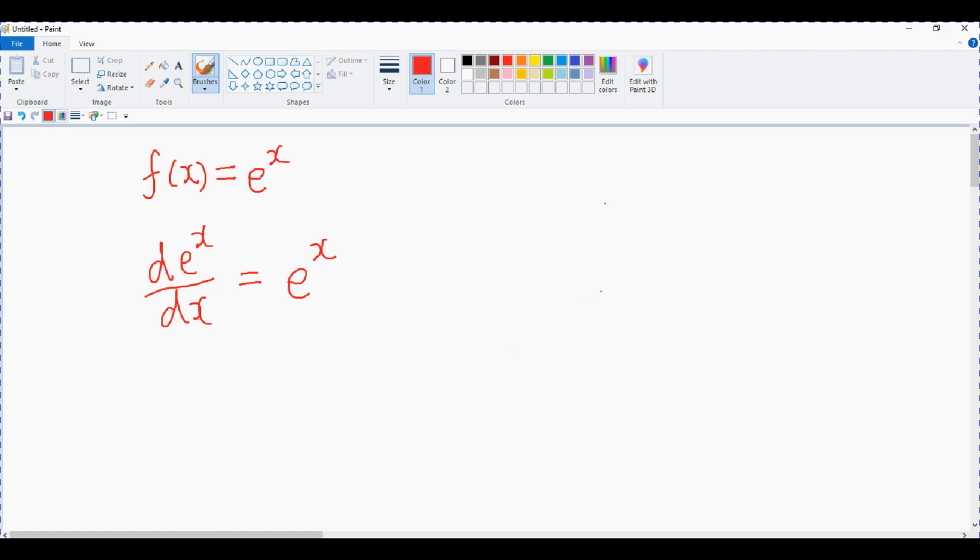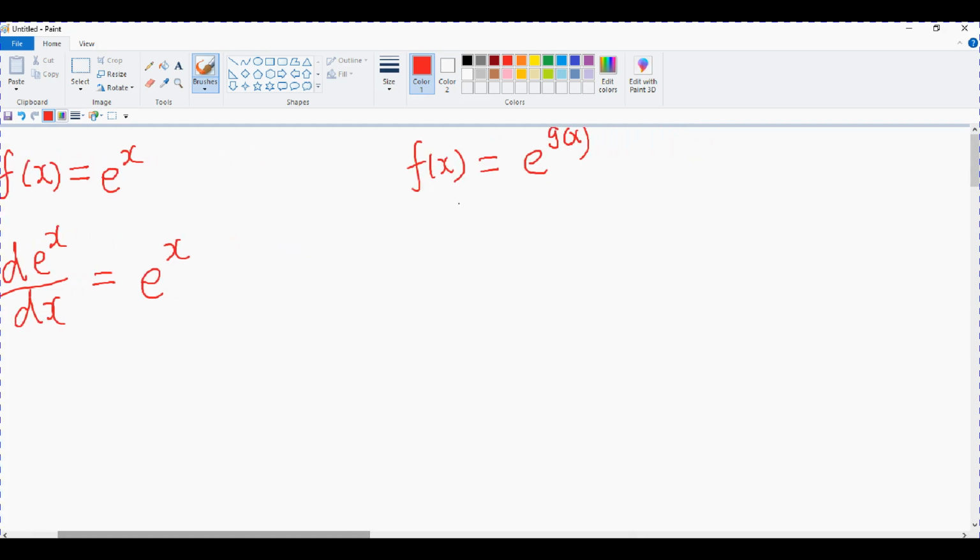But there is more variety, so sometimes you will see the function looks like e to the power g(x). That g(x) could be anything. It could be e to the power 2x, or e to the power 3x plus 1, or e to the power x squared plus 3x minus 1. So it could be anything. How could we differentiate such a function? We use the chain rule.